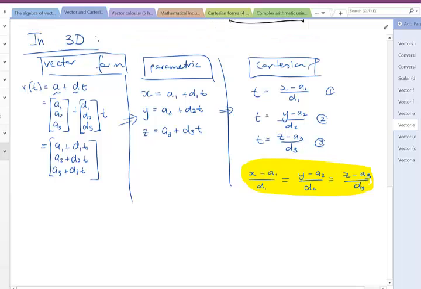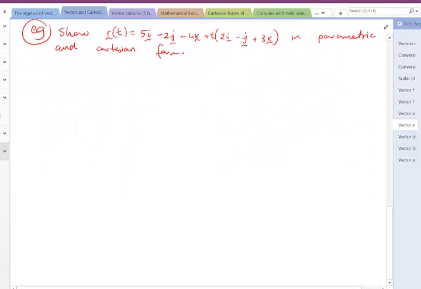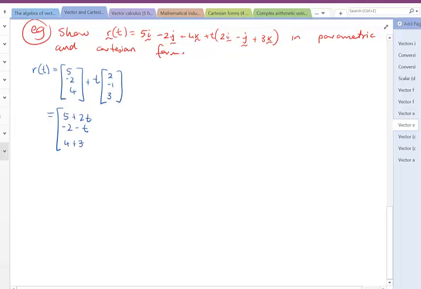Okay, so as an example, in this example we're looking at the 3-dimensional vector line equation, and we want to show it in parametric and Cartesian form. So if we start by looking at it in vector form, that's the most efficient way. We have 5, -2, and 4, and we're adding on t multiplied by 2, -1, and 3. So in vector form, it is 5 plus 2t, -2 take t, and 4 plus 3t.